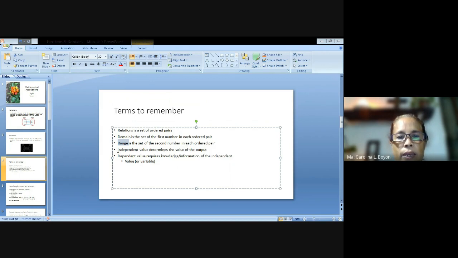Okay, and we have an independent value for the independent variable, which would now be the determinant for the value of the corresponding second element of the ordered pair in the second set or the output set. The dependent value will require knowledge or information of the independent value or the element in the first element in the ordered pair.